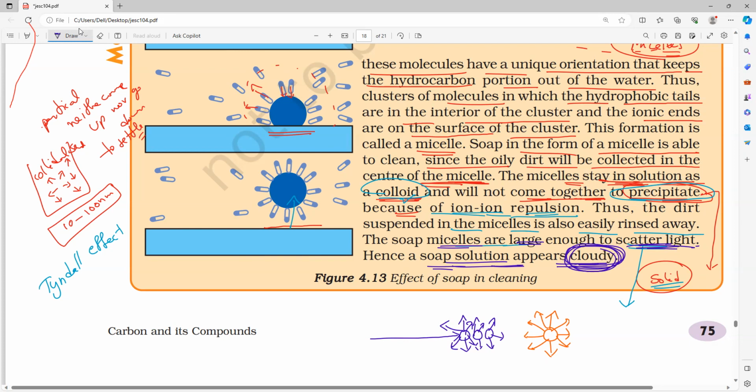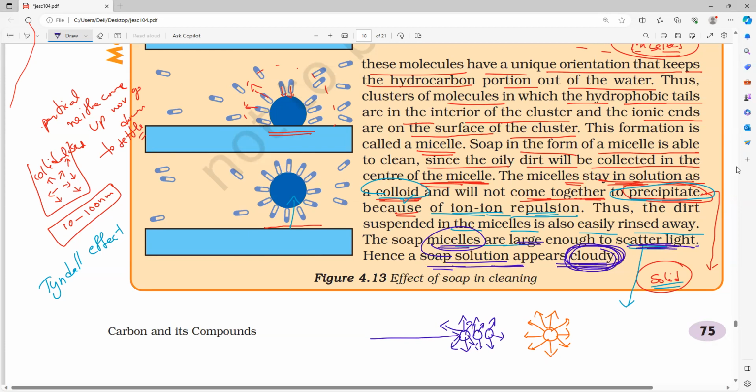Cloudy, you all know, you will experience it. Today is very heavily cloudy, going to rain, like that we say. It appears cloudy only because of the scattering of light, a physics phenomenon. So who will scatter the light? Micelles. That is how it happens.